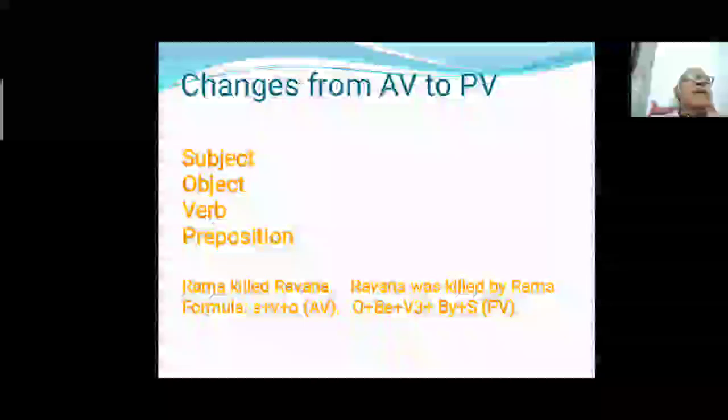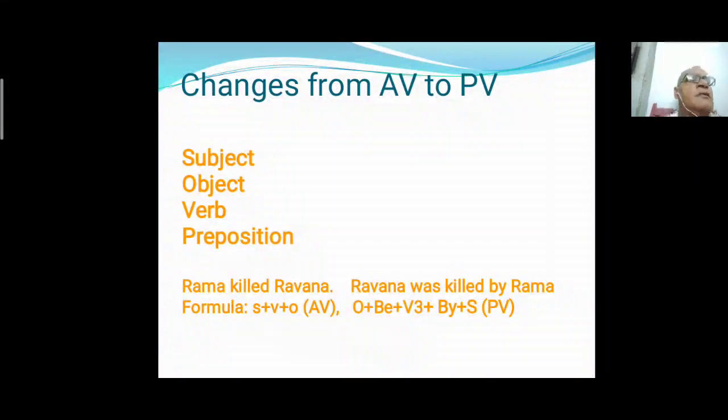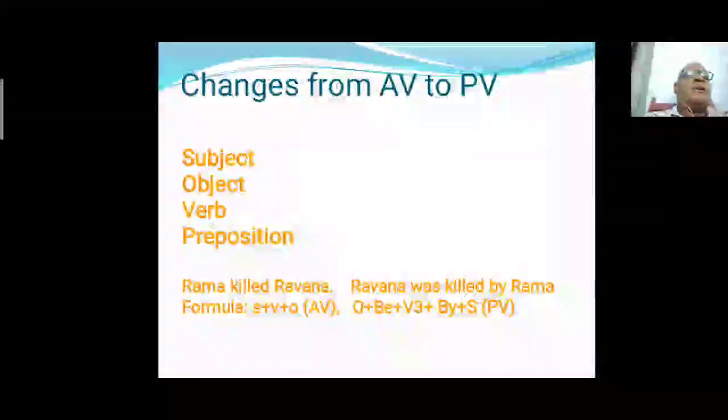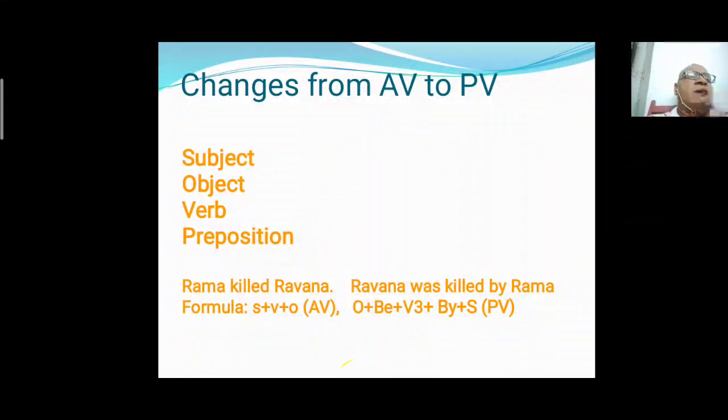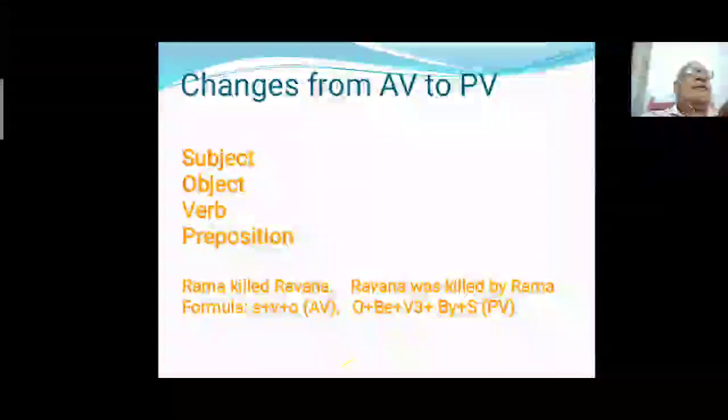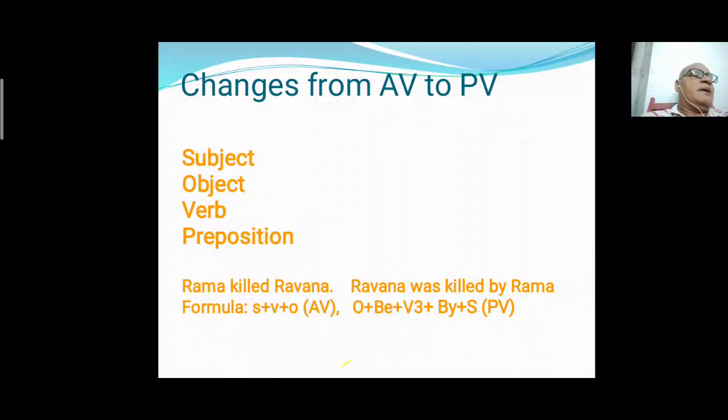There is one example for passive voice. And here, when we are changing a sentence from active voice to passive voice, the changes may happen in the place of subject, the place of object, the verb and helping verb, and the preposition. These are the four changes that we can find in any sentence from active voice to passive voice. One example is given here: Rama killed Ravana. Ravana was killed by Rama.